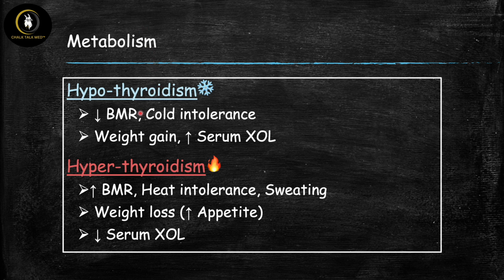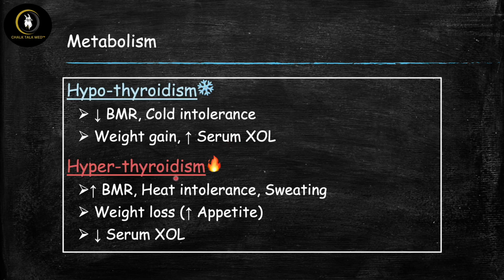So with hypothyroidism, the basal metabolic rate is down, so there's less use of ATP, and there's less generation of heat. So the problem here is going to be cold intolerance, and the problem is going to be weight gain because we're not using up energy and heat. And interestingly, hypothyroidism also leads to an increase in serum cholesterol because of the effects of thyroid on metabolism of cholesterol.